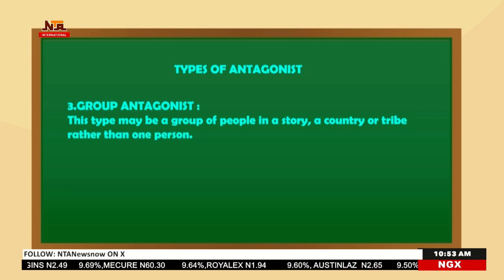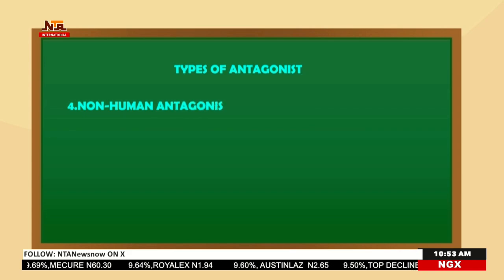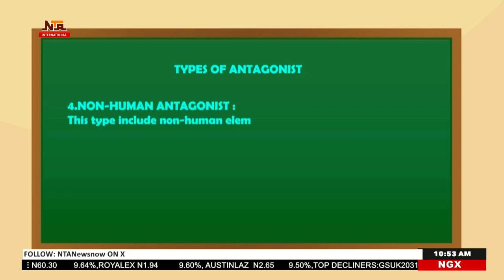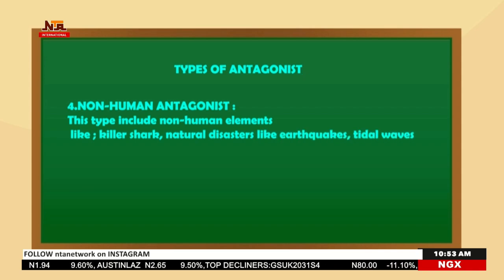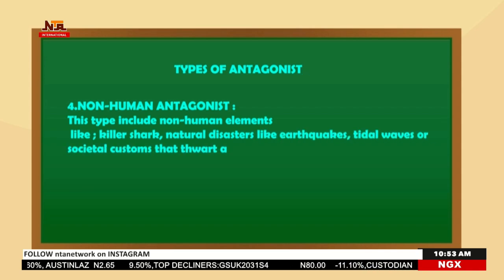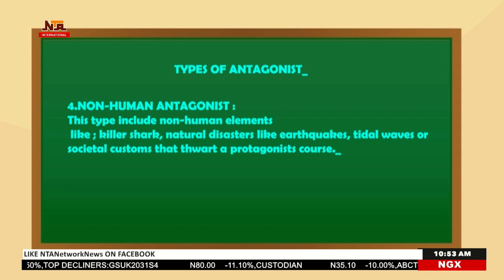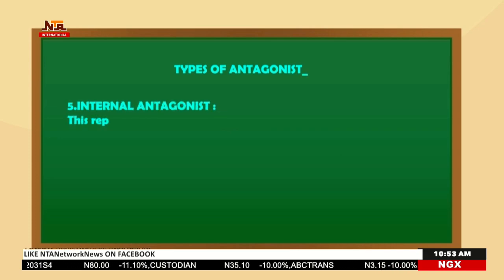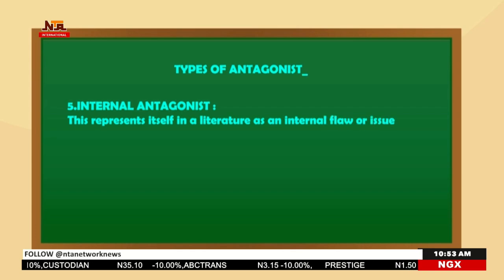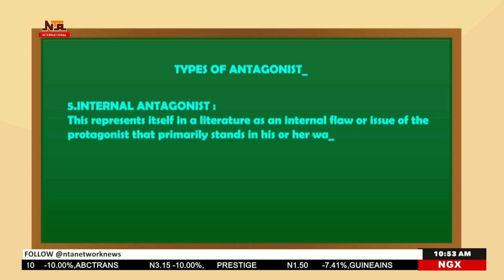one person. Non-human antagonist. This type includes non-human elements like a killer shark, natural disasters like earthquakes, tidal waves, or societal customs that thwart a protagonist's course. Internal antagonist. This represents itself in literature as an internal flaw or issue of the protagonist that primarily stands in his or her way.